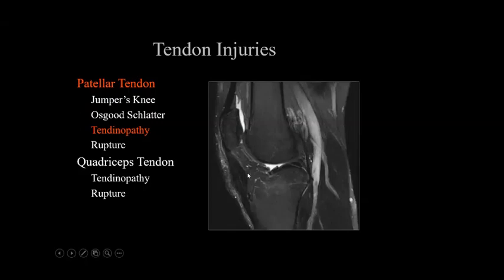Remember that the patellar tendon does not have a tenosynovium. Just like the Achilles tendon, the patellar tendon and Achilles tendon share a common histology, and they are the two tendons that do not have a tenosynovium.